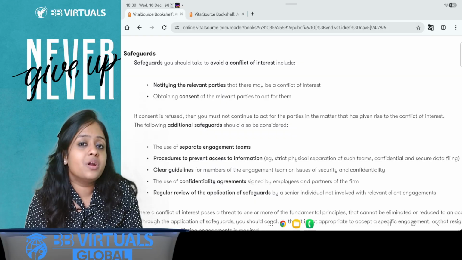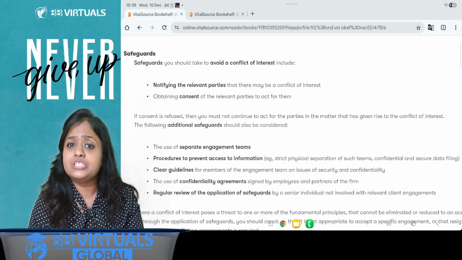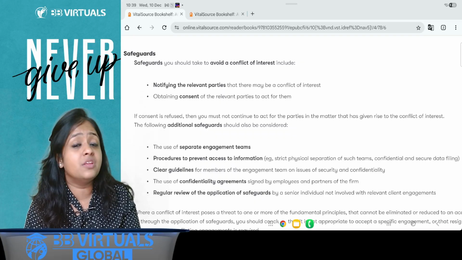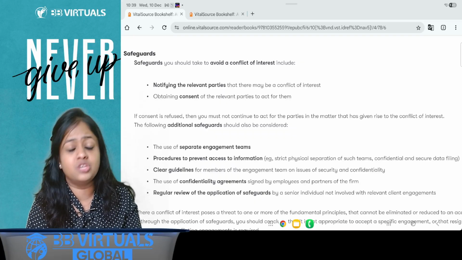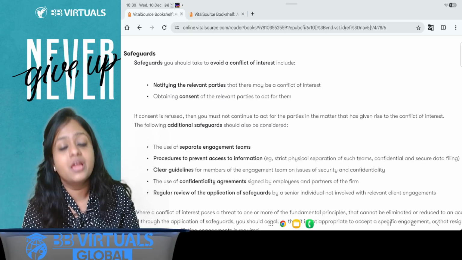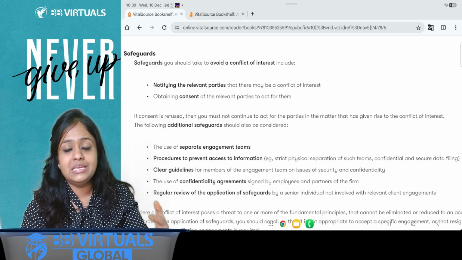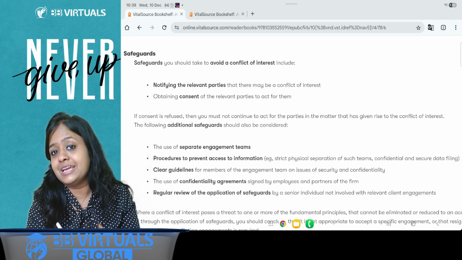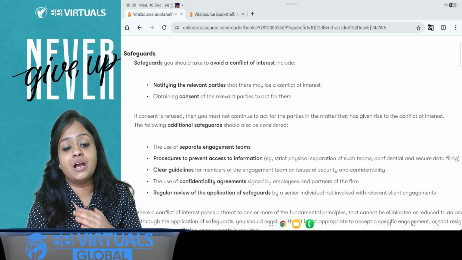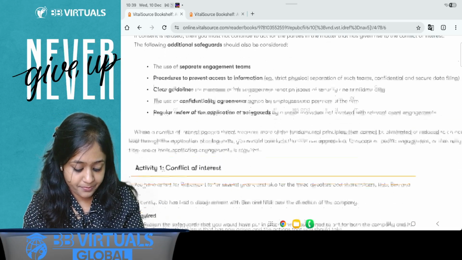And absolutely no connection should be there. A confidentiality agreement should be signed. Other forms can be signed by the entity to ensure that the data is not, in fact, shared with anybody, right? So all these pointers you can write in the exam to ensure that the safeguards are in place.